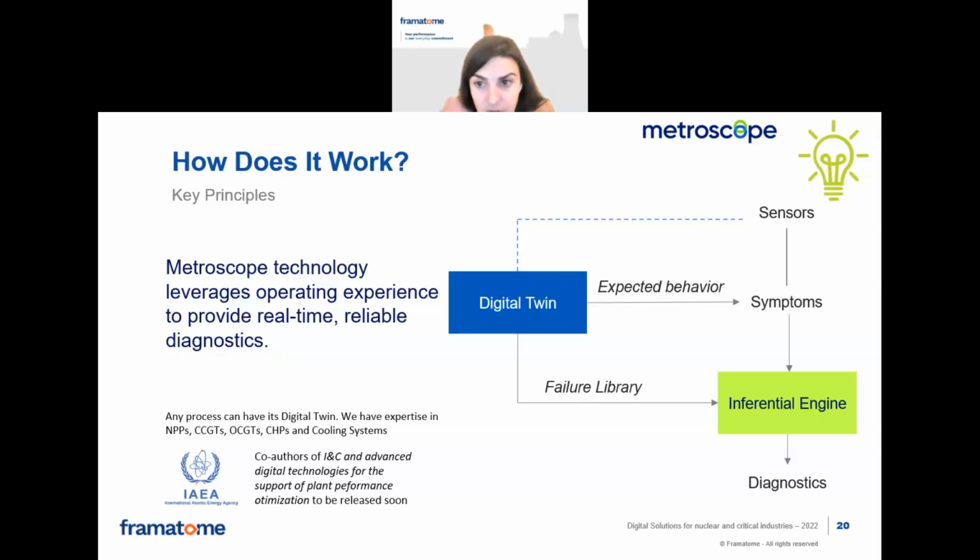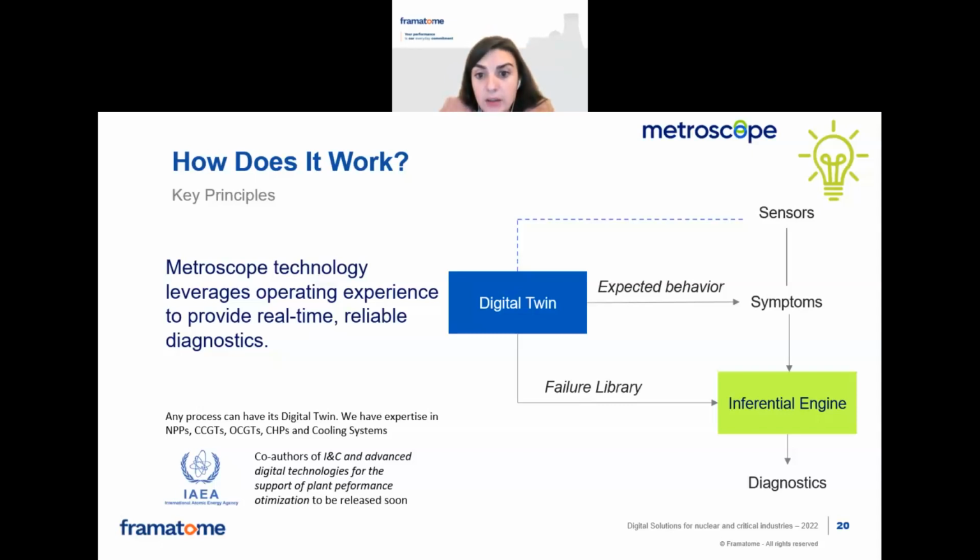As a reference, a digital twin of a 400 megawatt plant counts around 150 sensors and 10,000 physical equations. So the difference between what happens from the sensors and the reference value from the digital twin is what we call a symptom of an ongoing fault. Actually, one fault can be responsible for multiple symptoms, and each symptom could be caused by multiple faults.